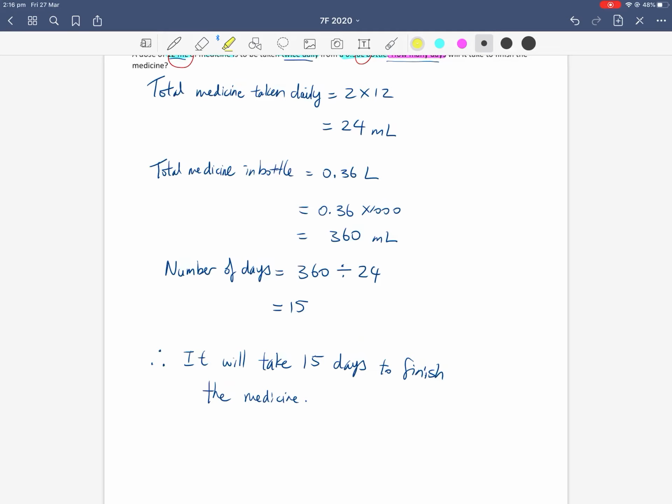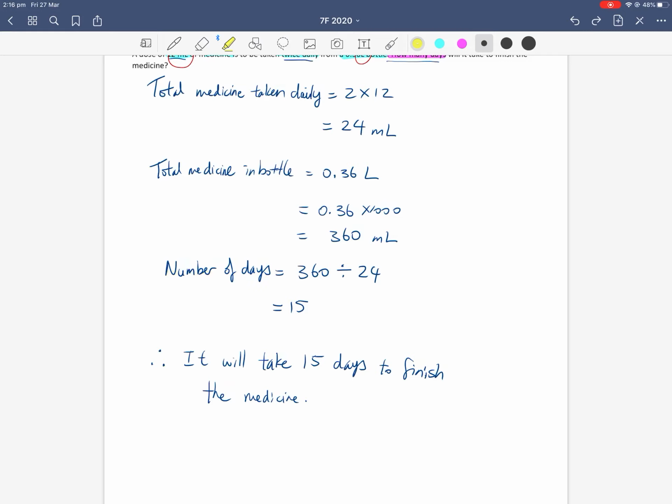Make sure you do use English words to explain what your numbers mean. Don't just write 2 times 12 equals 24. Well, what does that represent? That represents the total medicine taken every day. Don't just write 360 divided by 24 equals 15. What does it mean? It means the number of days that the medicine will last you.